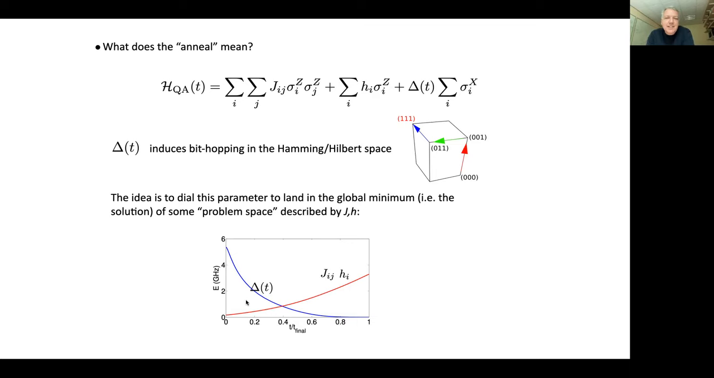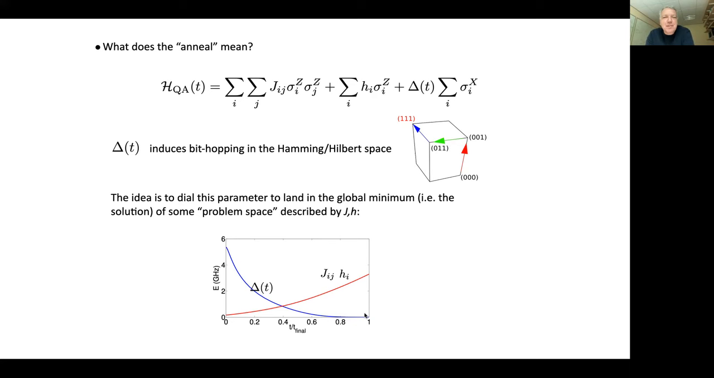So you might have something like this. The thing at the bottom is a typical anneal schedule. What that would be is I would begin with a large delta and small J's and H's. And then I would dial down delta and dial up the J's and H's. The idea being that I'm fluctuating a lot at the beginning, exploring a lot of the Hilbert space, and then at some point I dial down the fluctuations and I'm supposed to land in the minimum. That's the principle.